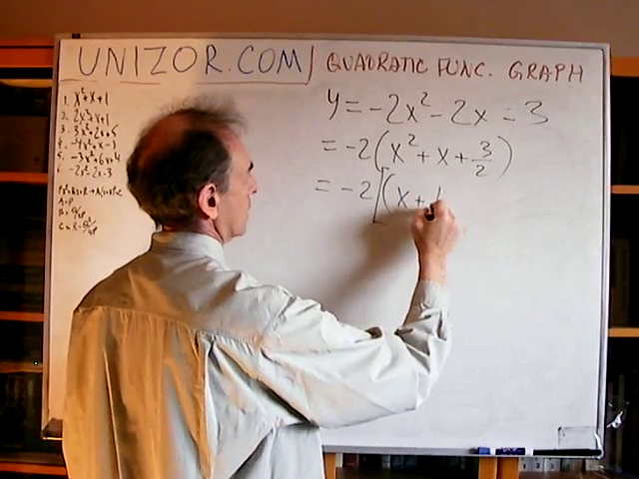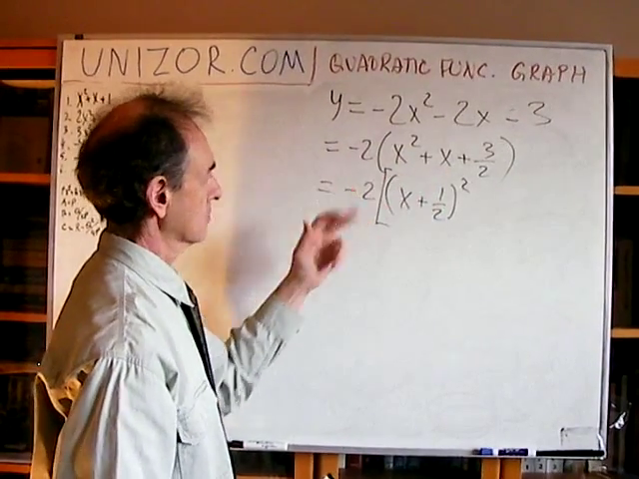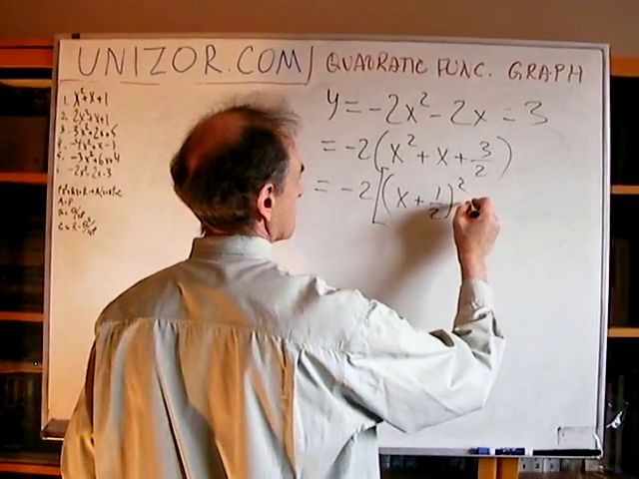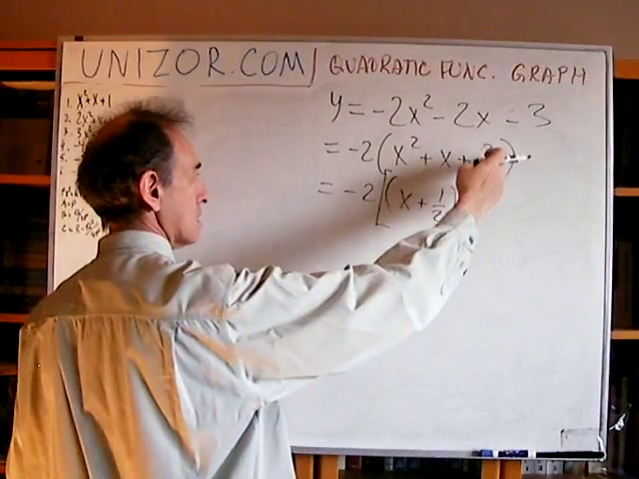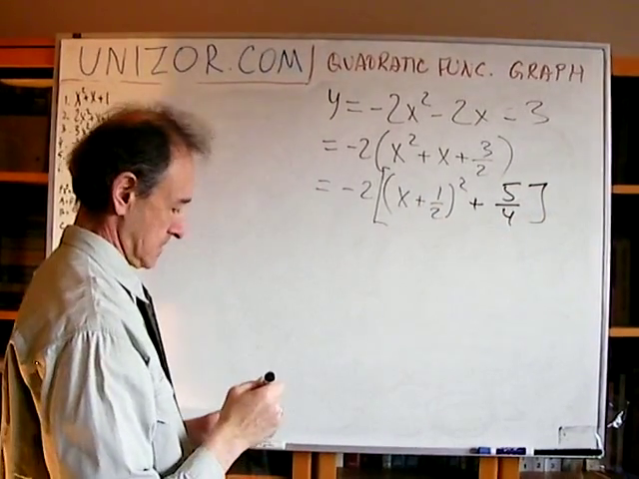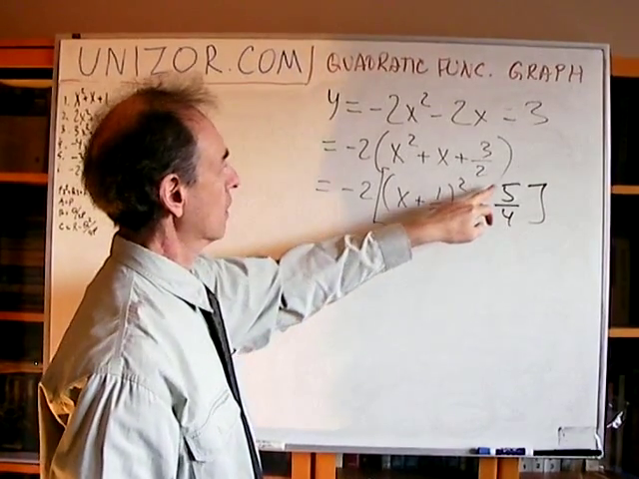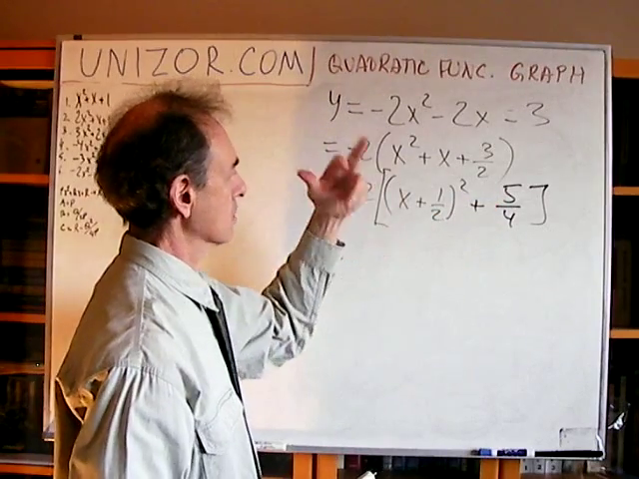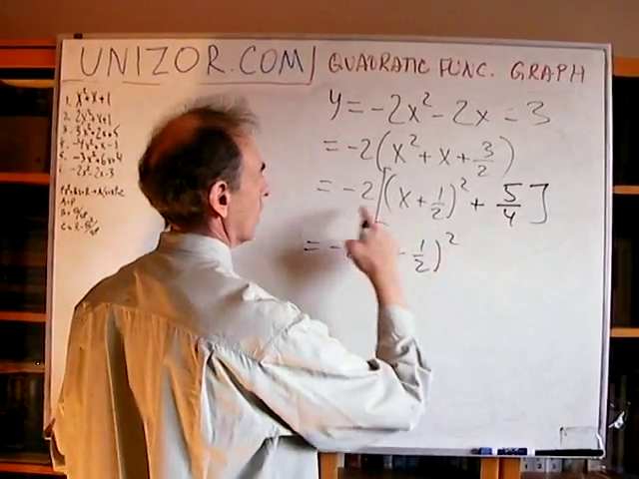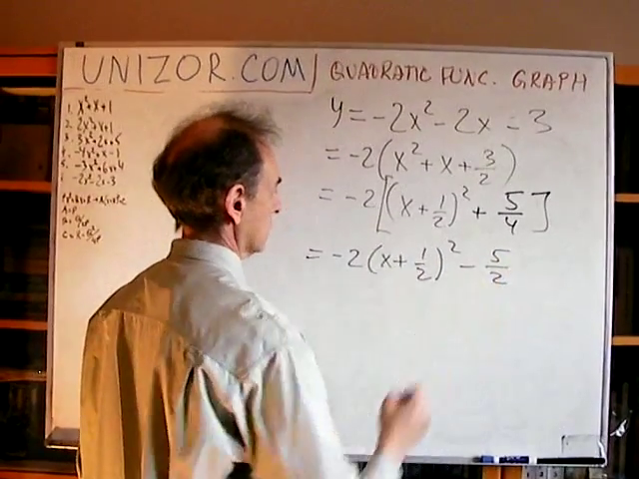plus 3/2 would be x plus 1/2 squared, right? It will give me x squared plus 2 times x times 1/2, which is x, and it will give me 1/4. Now this is 1/4, but I need 3/4, 3/2. So I have to add, this is 6/4, I have 1/4, so I have to add 5/4. Correct? x squared plus 2x and 1/2, so it's x, plus 1/4 and 5/4, it's 6/4, which is 3/2. That's fine. Or minus 2 times x plus 1/2 squared. Minus 2 times 5/4 would be minus 5/2.